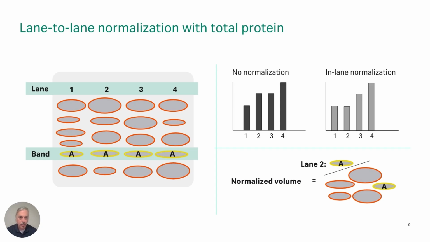So if we look at this situation here, we're doing lane-to-lane normalization with total protein. You can see we have these different lanes, different proteins being run in each channel. To do the normalization, we'll take that protein of interest, band A, which the antibody recognizes, and then all of the other proteins, including potentially that protein you're interested in, are going to make up the total protein. And then you can see on the upper panel, we have no normalization on the left, so it's giving one story. But then we do the in-lane normalization, and you can see the amount of protein is actually very similar in lanes 1 and 2, which we'd have missed if we hadn't done the normalization technique.